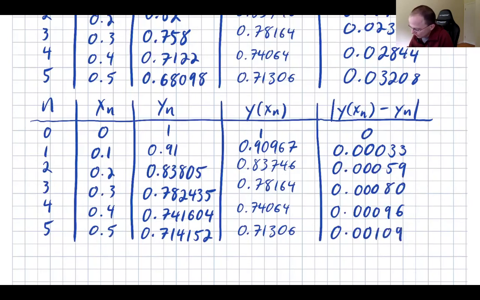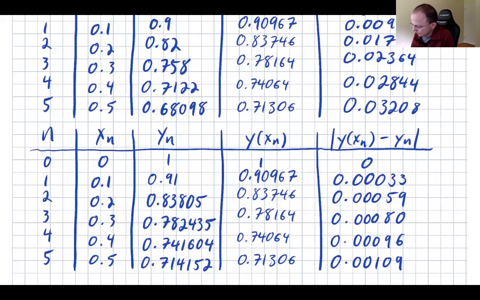0.00109. So how much better did we do? So we basically went from 0.03 down to 0.001. So that's like 30 times better. So we did 30 times better using 10 function evaluations instead of 5. We did 30 times better in terms of the error. So that's pretty fantastic.